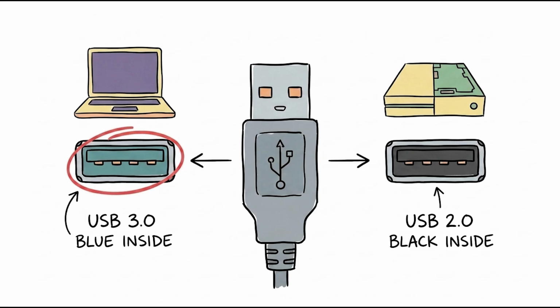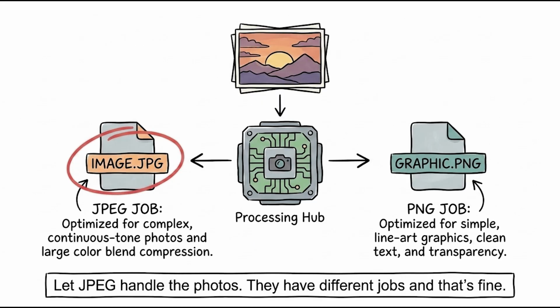The biggest mistake is trying to convert a photo into SVG. You'll get a bloated, ugly disaster. SVG handles shapes. Let JPEG handle the photos. They have different jobs and that's fine.